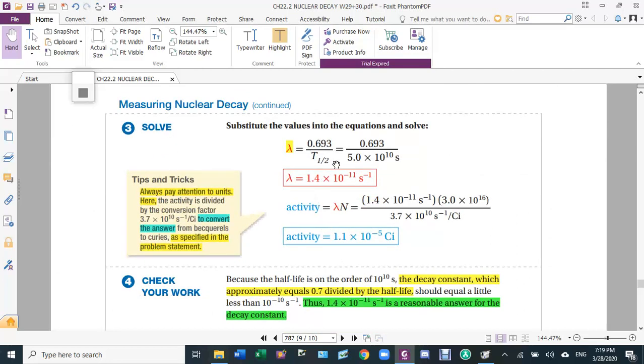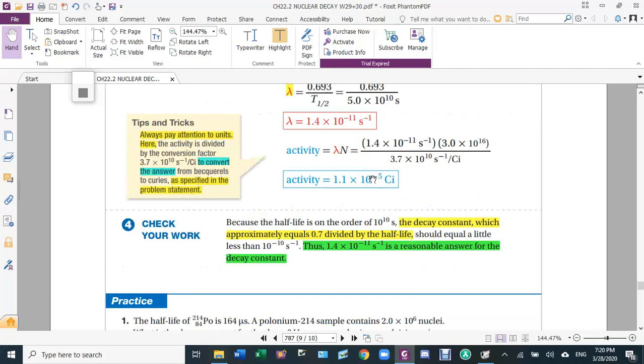Substitute the values into the equations and solve. Lambda equals 0.693 over half-life. Lambda equals 1.4 multiplied by 10 power minus 11 second power minus 1. Second step, the activity equals lambda times N, which equals 1.4 multiplied by 10 power minus 11 second power minus 1, multiplied by 3 multiplied by 10 power 16, divided by 3.7 multiplied by 10 power 10 second power minus 1 over Curie. The activity equals 1.1 multiplied by 10 power minus 5 Curie.